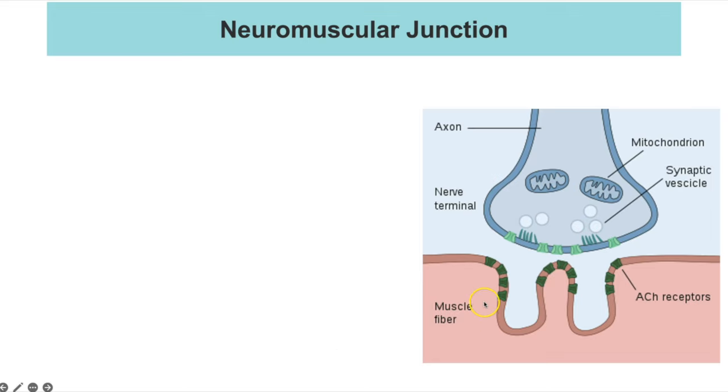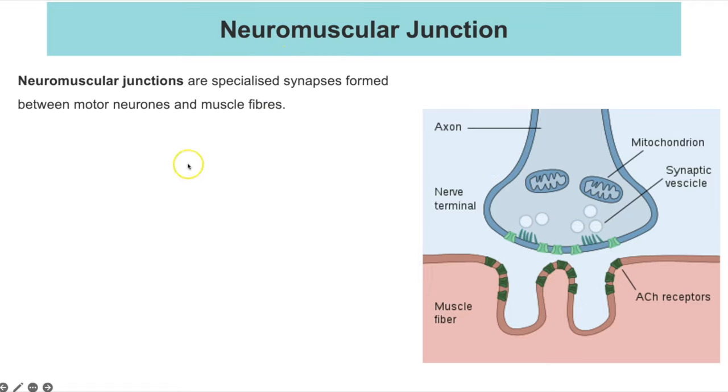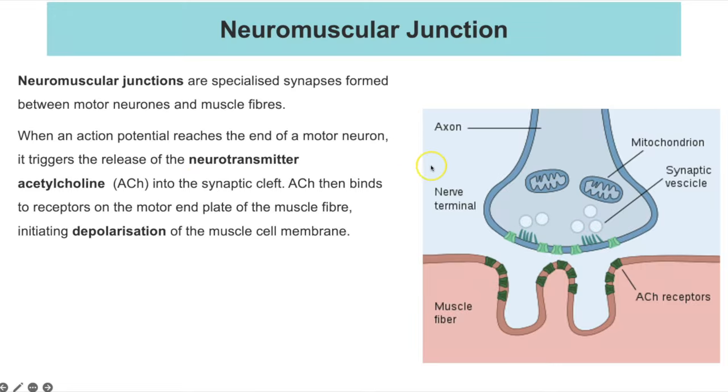Now, at the end of your response, you have an effector, which can be a muscle cell or a gland, and that means you'd have your motor neuron reaching a muscle fibre. And the gap between the motor neuron and the muscle fibre is called a neuromuscular junction, because you've got a neuron reaching muscle. So these are specialised synapses, which we said are formed between the motor neuron and the muscular fibre. And when an action potential reaches the end of the motor neuron, it triggers the release of neurotransmitter acetylcholine into the synaptic cleft, just how we saw that happens in a typical synapse.